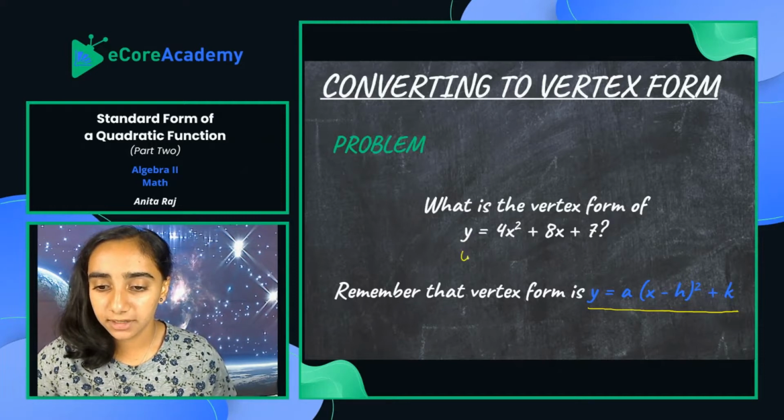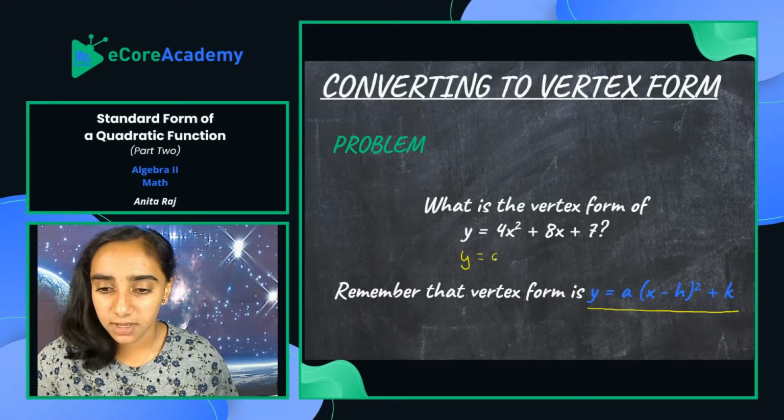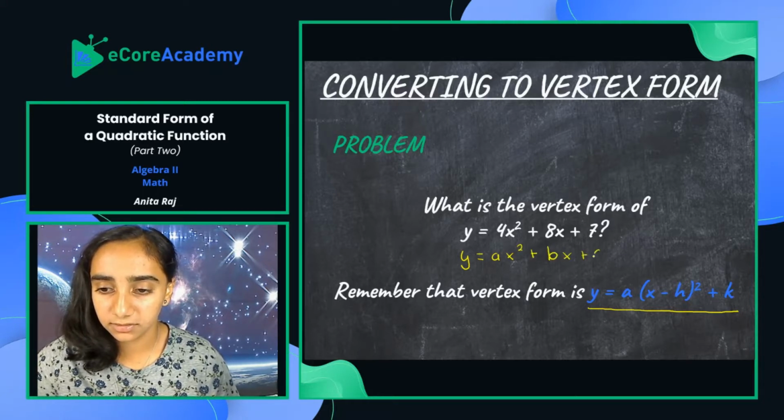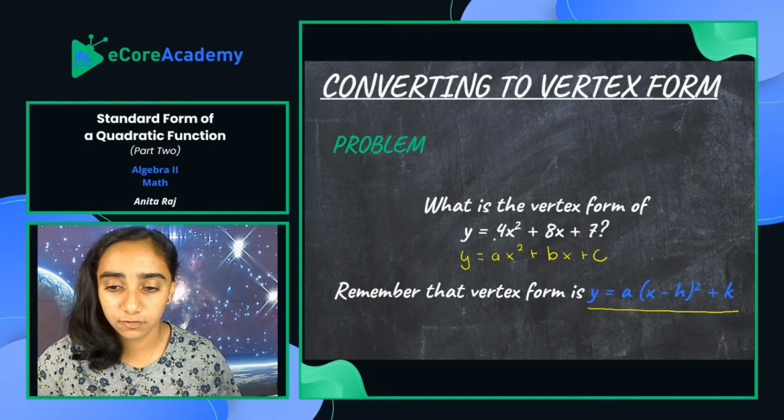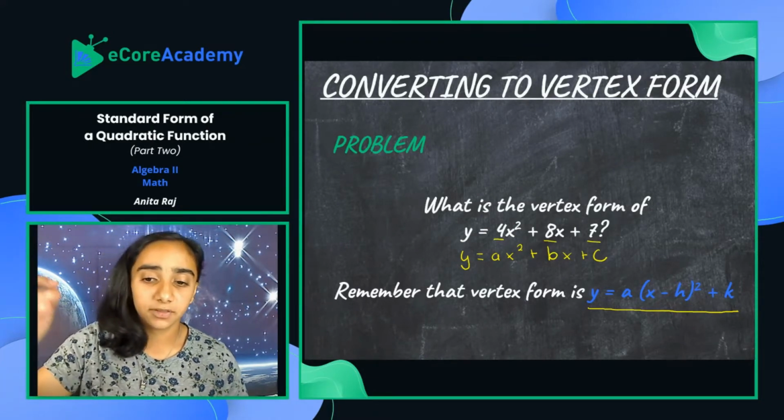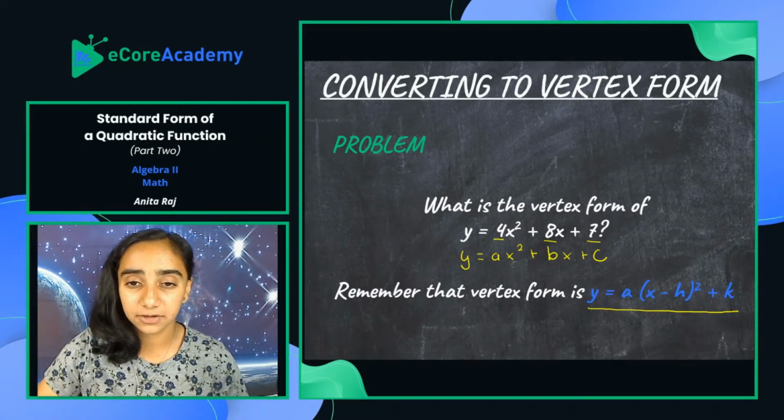Right underneath this, I'm going to write standard form: y equals ax squared plus bx plus c. This is standard form, and this equation right here is written in standard form. So a is 4, b is 8, and c is 7. So we're going to be converting this into vertex form. Let's see how to do it.